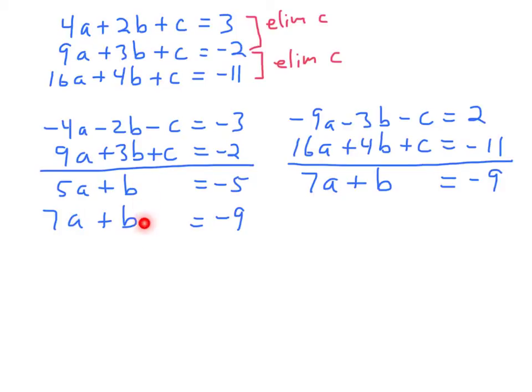Now the b's would be easier because you have a positive b and a negative b. And if we multiply one of them by -1, we can add it to the other one and eliminate the b. So our next strategy is going to be to eliminate b from those two equations. So I'll multiply the top one by -1, so -5a minus b equals +5, and combine that with the bottom equation.